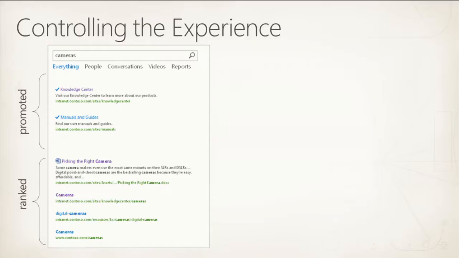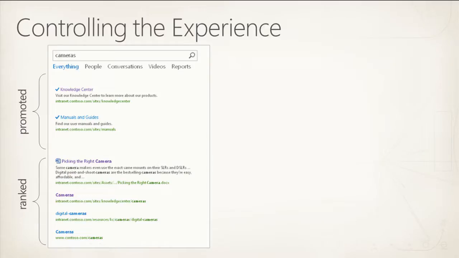Well, back in SharePoint 2010, the experience was made up of two types of results. Promoted results, which we called best bets. These were the results where we said, you know what, we know what we're doing. Always show them for this query. Always show them on top. We control the order. And then there were ranked results, where the system decided whether or not to show them and in what order to show them.